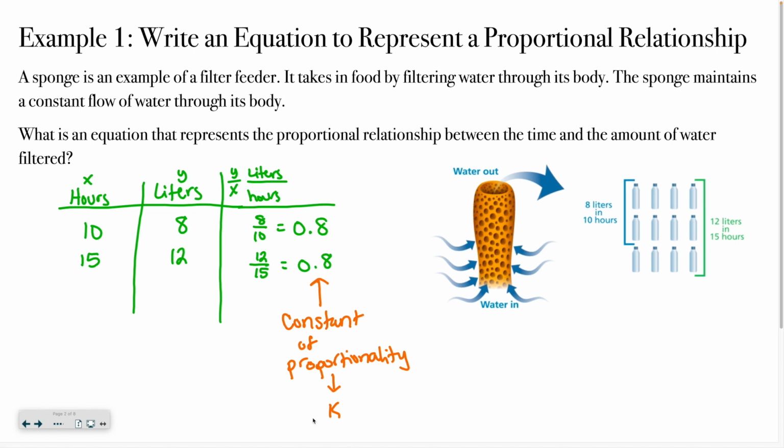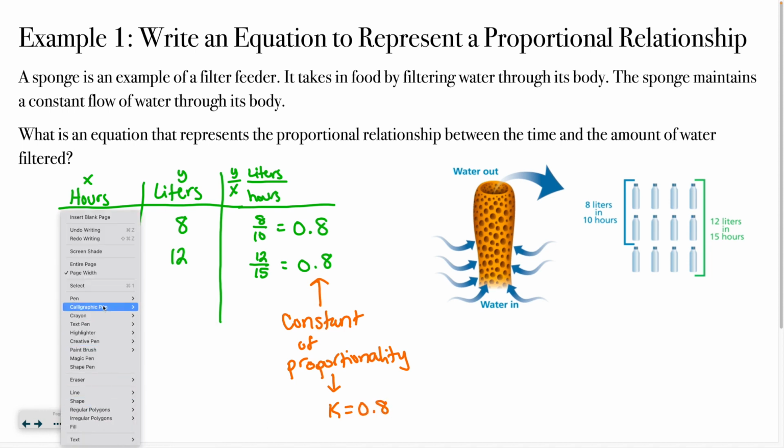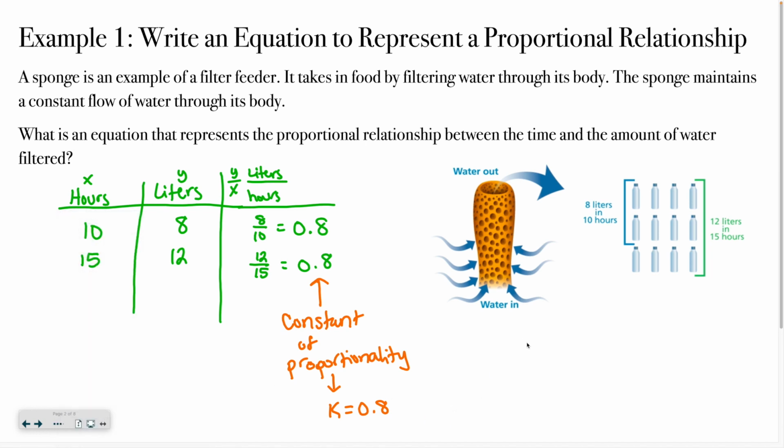Now, once you know your constant of proportionality, in this case it's 0.8, so I'm going to say K equals 0.8. Now let me teach you a little equation that you can use from now until forever with proportional relationships. That equation is y equals kx. I know that's a lot of variables, but it looks not so scary once we plug in our actual k value. So now I just have y equals 0.8x. And that right there is going to be my equation.